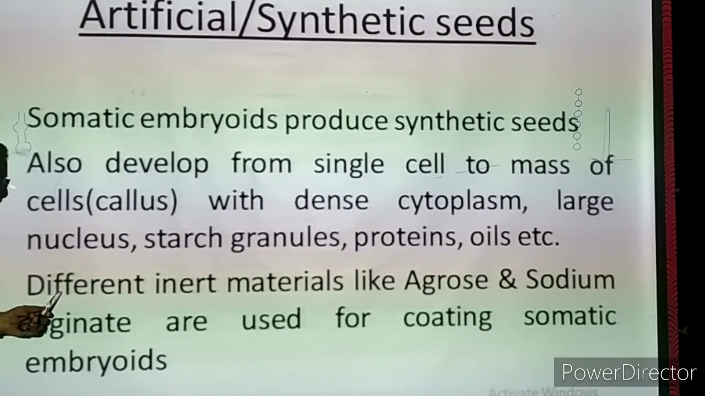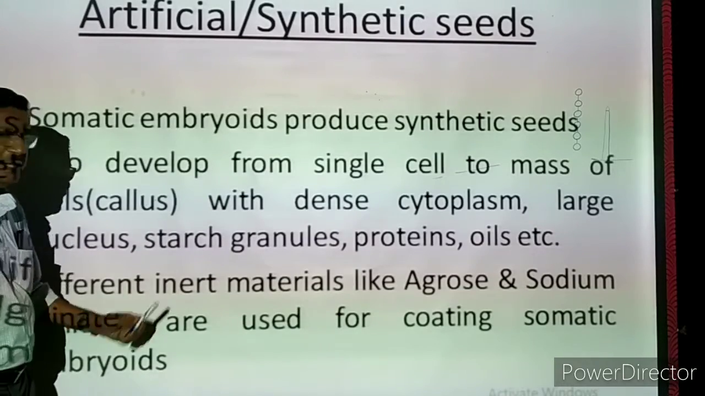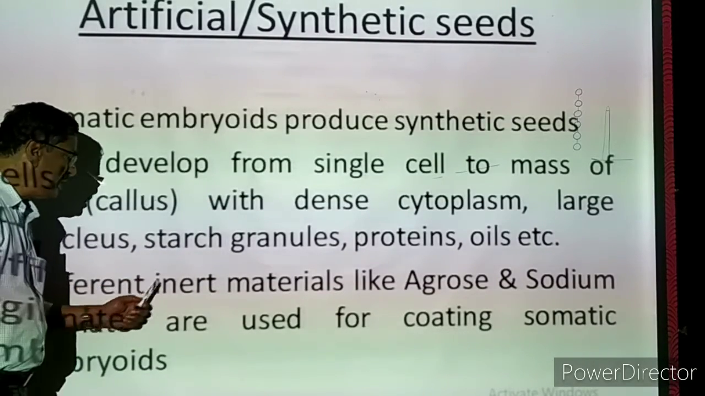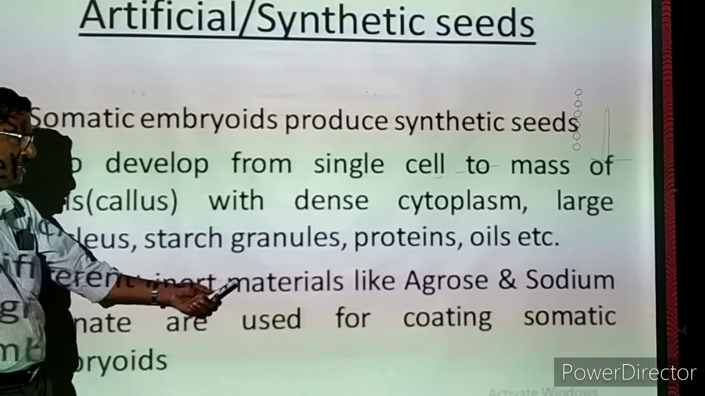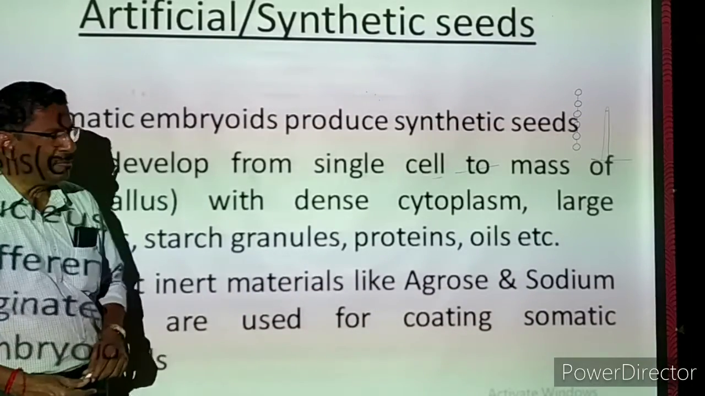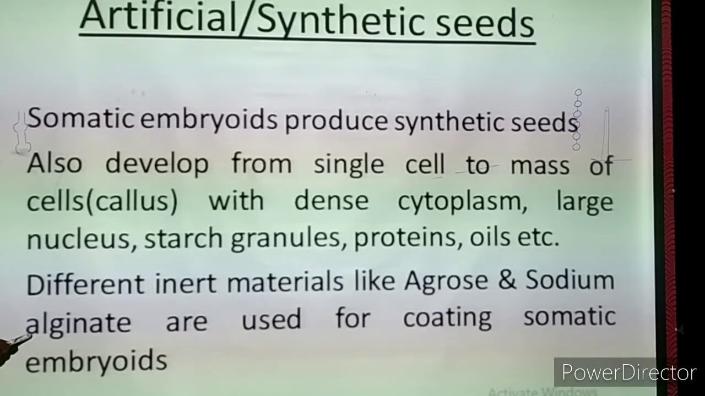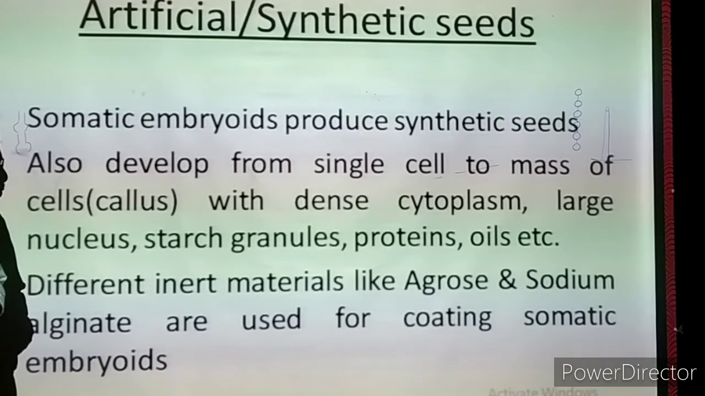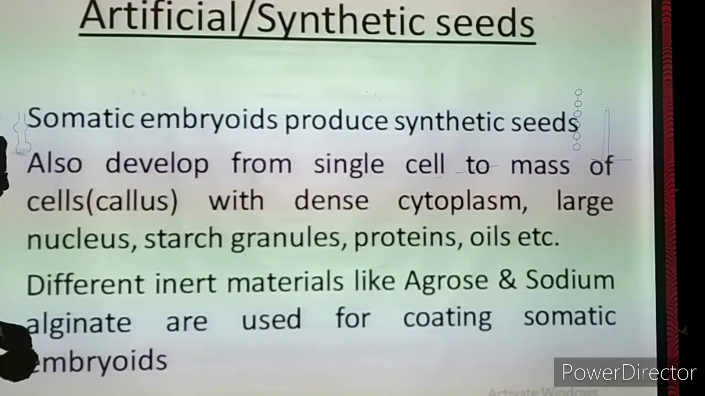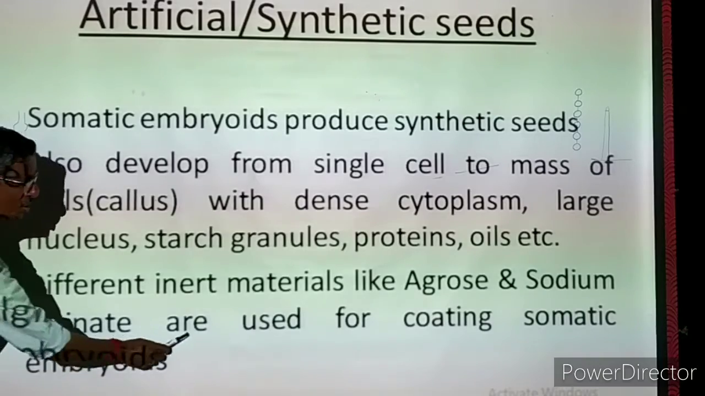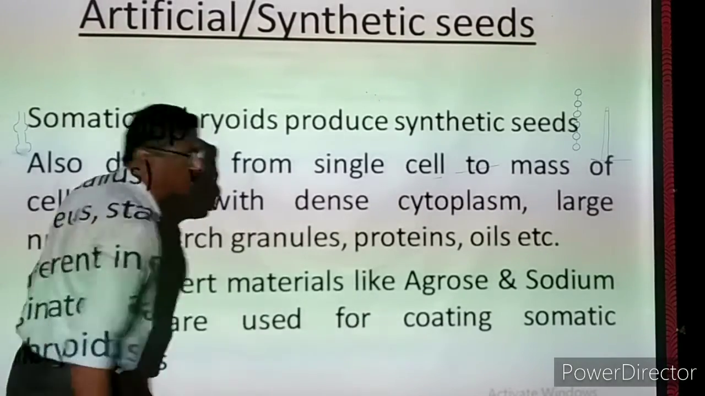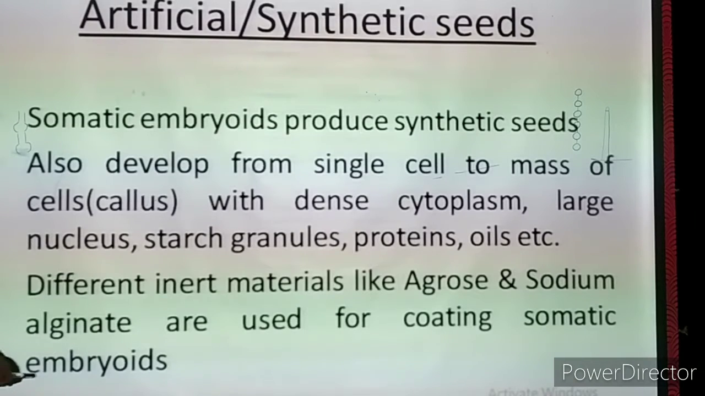Then different inert materials. Inert means inactive. Chemicals are present like agarose, the name of the chemical, agarose. Then sodium alginate. At present they are inert, inactive, but when needed, they can be used as a substrate. So alginate is used for coating. Coating means covering the somatic embryoids. The embryos will be well protected by these chemicals, agarose and sodium alginate.